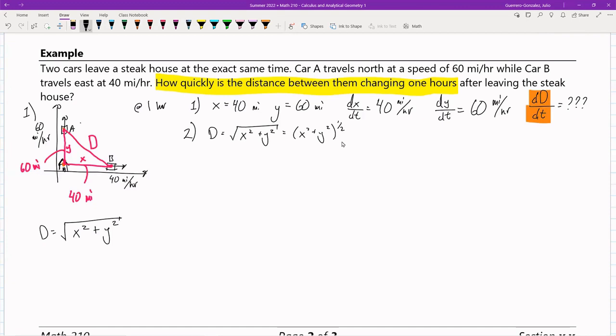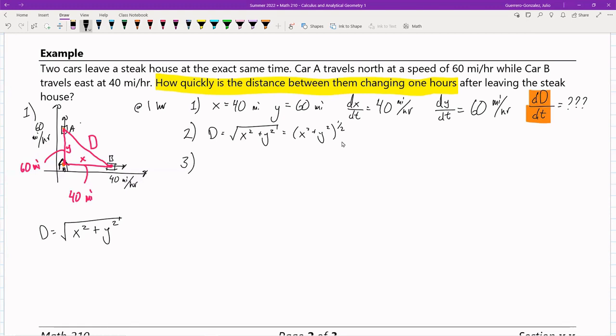Okay, here comes step 3. Step 3 says, do the implicit differentiation of everything with respect to time. I know you guys hated implicit differentiation when you were doing it as a section. Now we're going to actually do it with respect to a scenario here, but the work is still the same, okay?